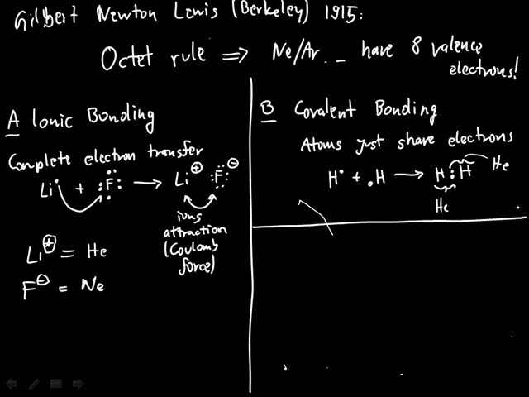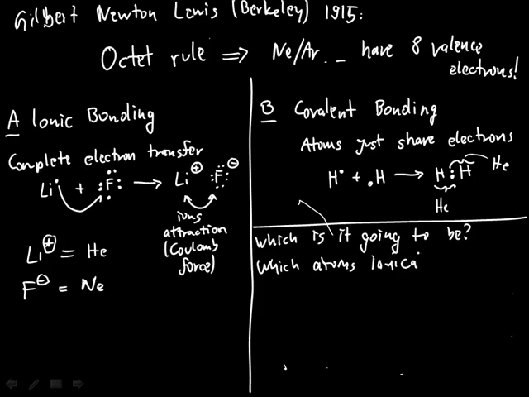Now the question is, which one is it going to be? Which atoms ionically bond? And to answer that, we have to look at the properties of individual atoms in the ionic or covalent bond.